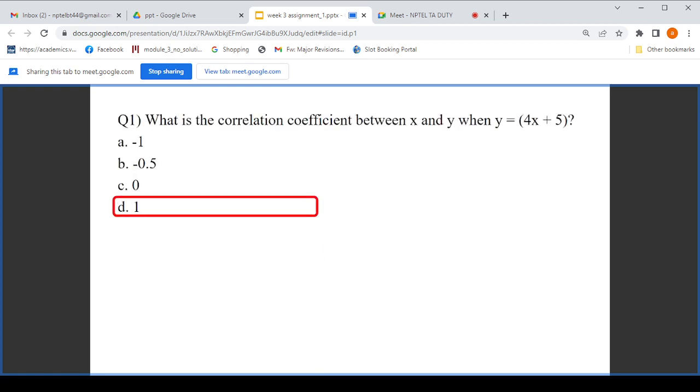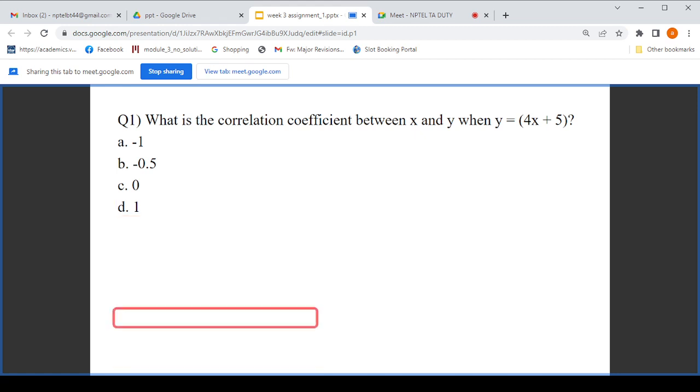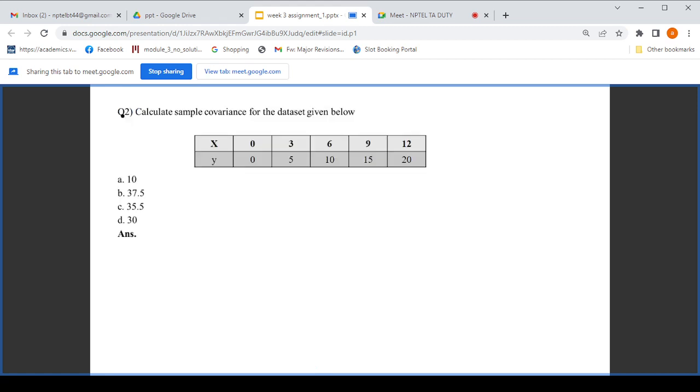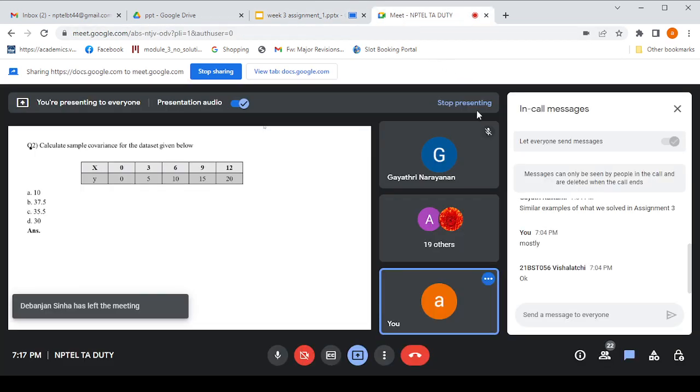Okay. In many cases you get different types of formula or equation, but if you follow this particular methodology to solve, you can get the correct answer. The next question is: calculate the sample covariance for the dataset given below. Can anyone tell me the answer to this question? Please write down the answer in the chat box. I'll check there.